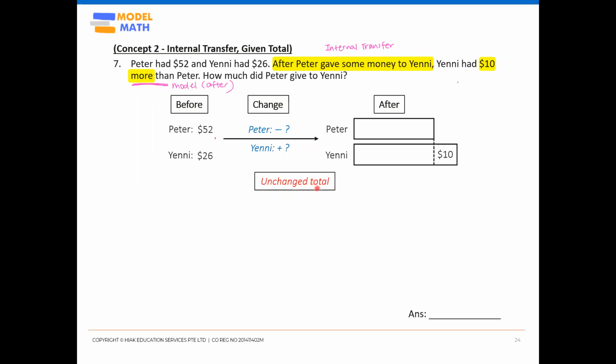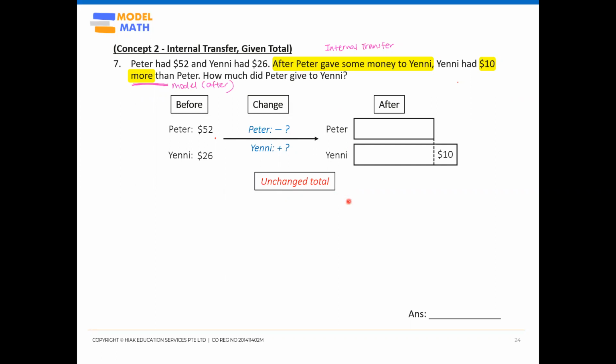It's an unchanged total concept. Why? Because if I give money to you, within both of us, our total still stays the same as before I gave to you. Right? Let's say our total is $10 between you and I, and then I decided to give you some money, but the total between you and I still remains as $10 because we didn't give to anyone else out of our group. Okay, it's just within me and you only. All right, so the total stays the same throughout.